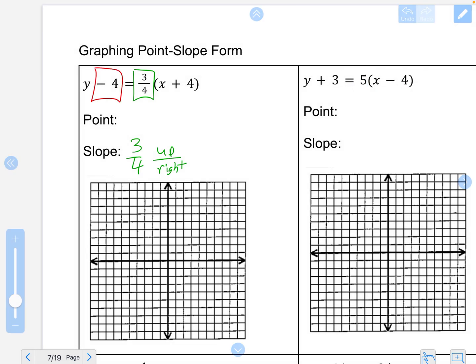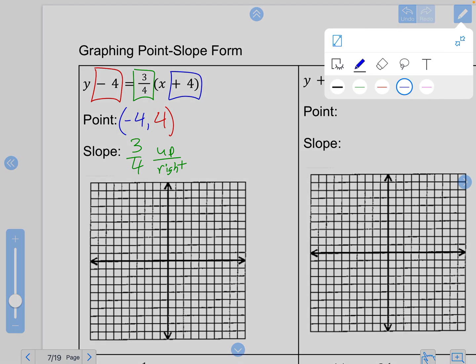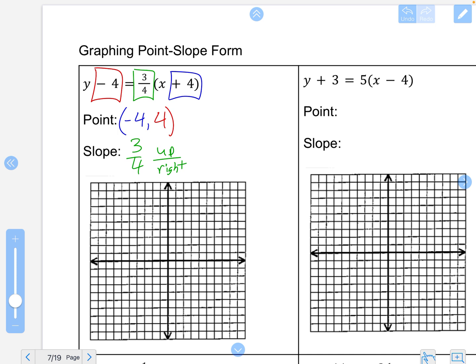So we need to flip our sign. So our y becomes a +4. And then we need to flip our sign. Our x becomes a -4. So we do not know where the y-intercept is. So the first thing I'm going to do is plot this point I was given. -4, 1, 2, 3, 4, 1, 2, 3, 4.